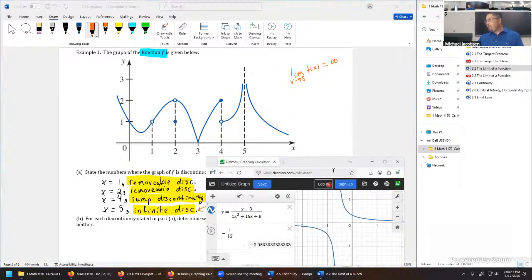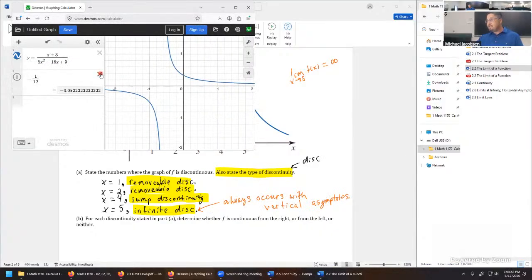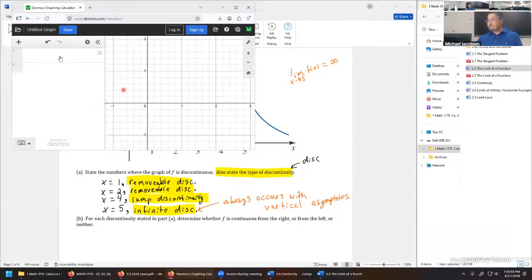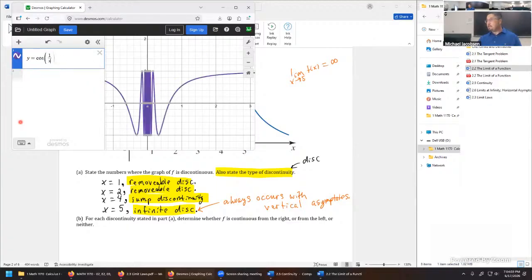If you're curious of just what can go wrong with functions, here's a really cool function just as a reminder that functions are pretty bizarre things. Take a look at this function of y equals, let's make it be cosine of 1 over x. This is one of the more bizarre functions where it has a discontinuity right at 0. But it's not because there's a removable discontinuity. It's not because of a jump. It's not because of an infinite discontinuity. There's no asymptote.